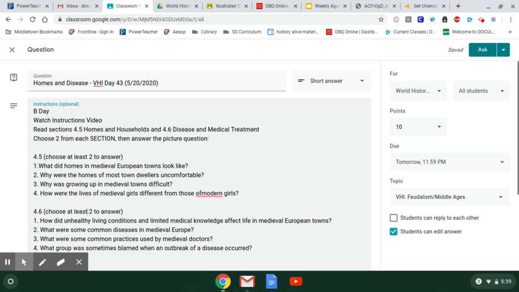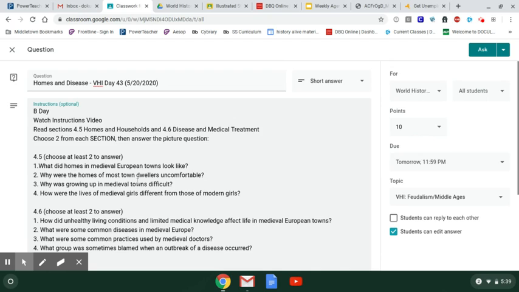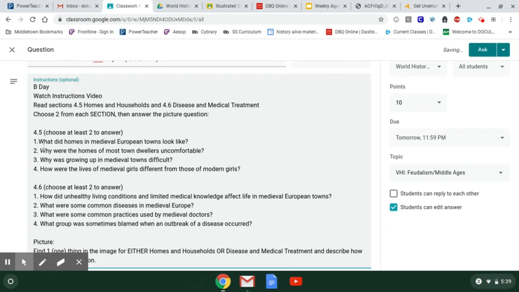Just make it really clear. If you could do me a favor and number it like 4.5. And then if you're choosing 1 and 4, do it that way, just so I know exactly which ones you are answering. That's going to be easiest for me as I'm going through 110 responses.